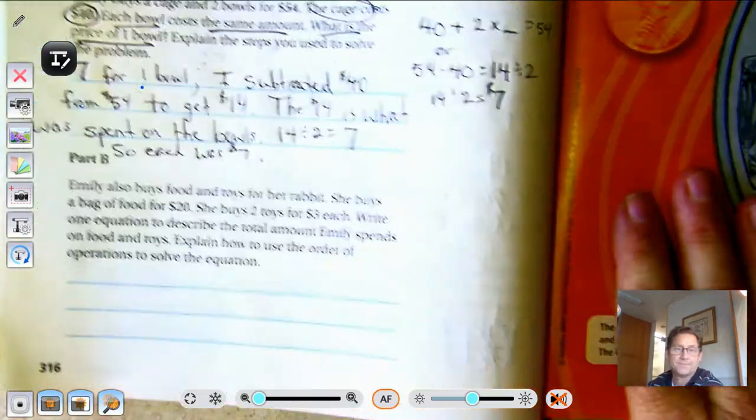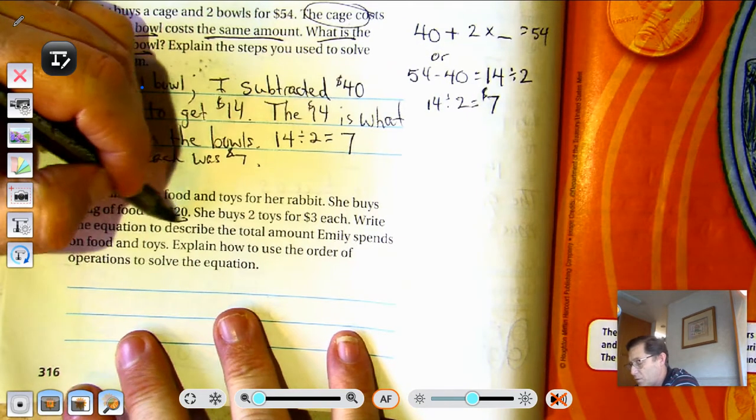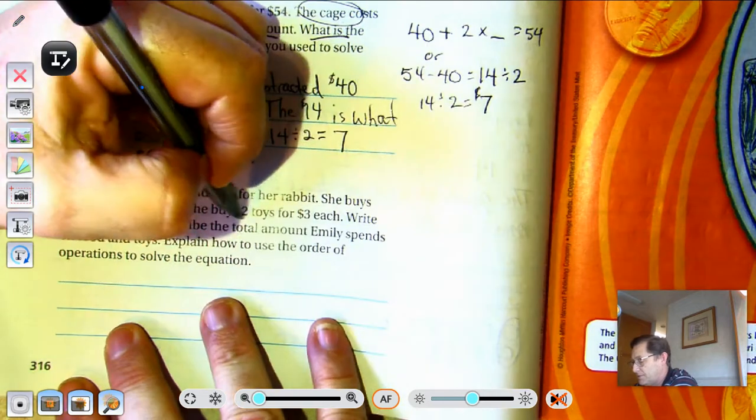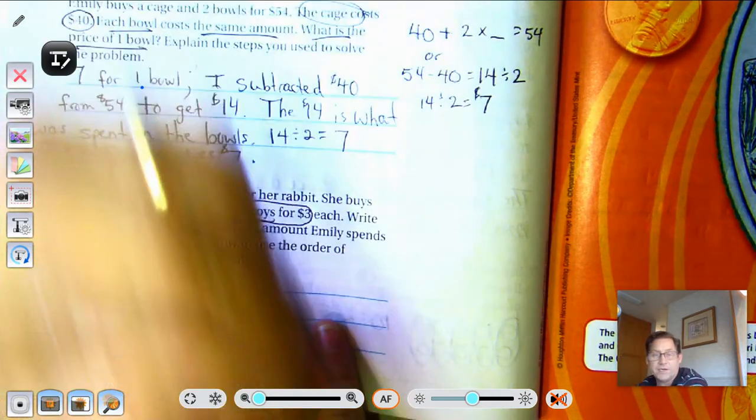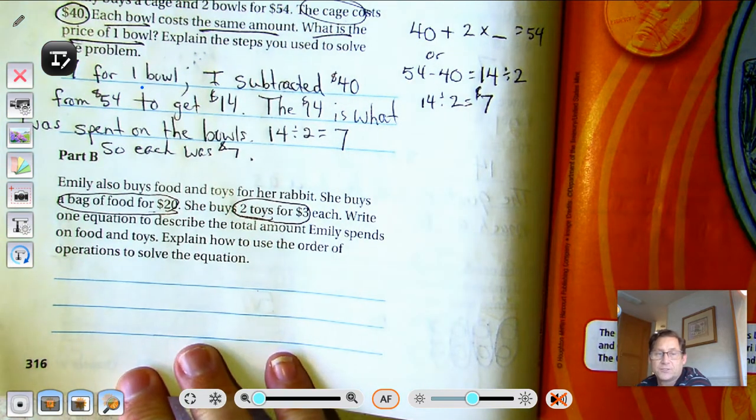And part B. Emily also buys food and toys for her rabbit. She buys a bag of food for $20. She buys two toys for $3 each. Write one equation to describe the total amount Emily spends on food and toys. Explain how to use the order of operations to solve the problem.